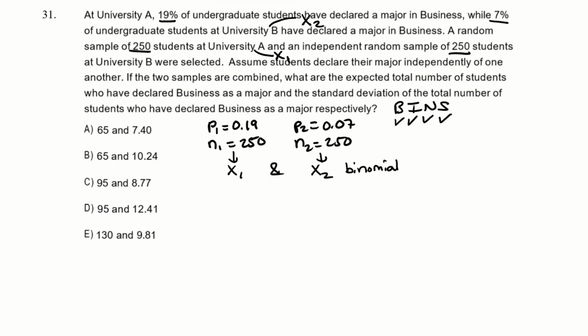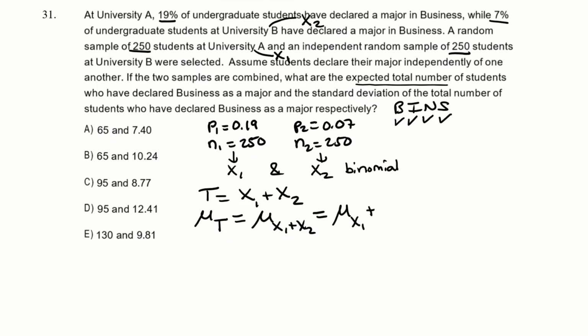So what we're going to do is, it says we want the expected total number. So we're going to call that T for total, okay? So T is going to be X1 plus X2. That's going to be my total random variable. And we want the expected value of that. So the mu for the total, mu T, is the mu for X1 plus X2. Now, if you have two random variables here, you can actually do the mu of them separately and add them. Okay, so there you go.